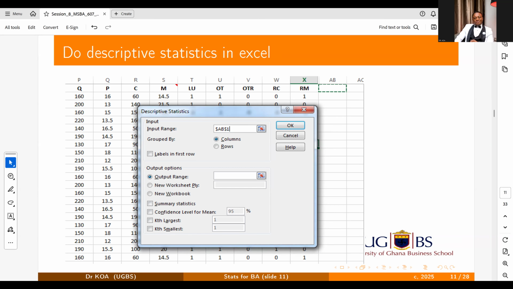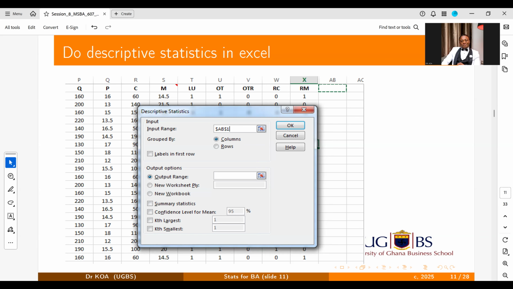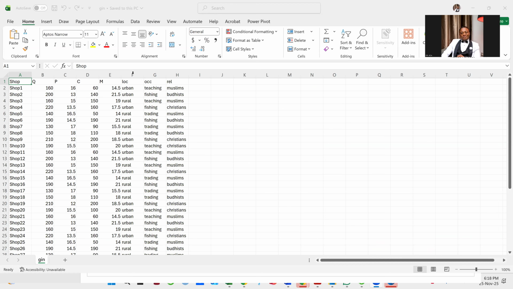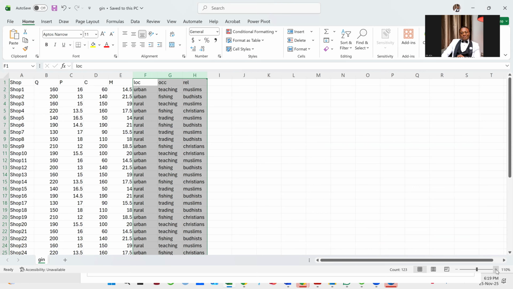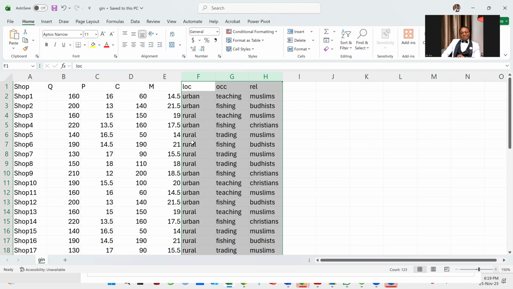So how about we take the data set, and you can follow along with me. Open your Excel, and then you can do the descriptive statistics. To be honest, I'm not so comfortable doing it, but I just want to show you. Now for Excel, you don't want to consider the categorical variables. By the way, when you look at these variables, which ones are numerical and which ones are categorical? Raise your hand.